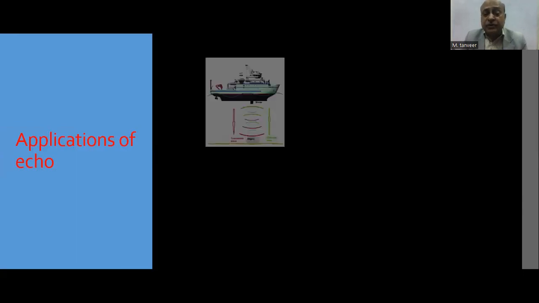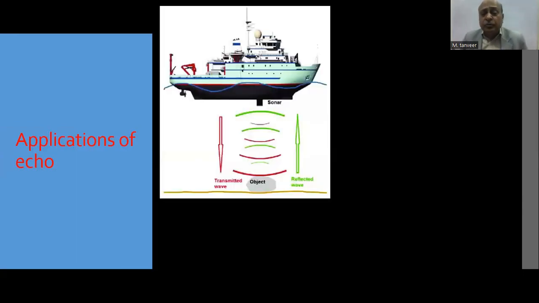Next is where these echoes are applied. Echoes are applied to measure the depth of sea. When we want to measure the depth of sea, we send sound waves with the help of a ship. When these sound waves strike the bed of the sea, they bounce back. We know the speed of these sound waves, we measure the time, and then we can calculate the distance of the sea bed. This is called sonar, sound navigation and ranging. By using sonar, we can measure the depth of the sea bed.